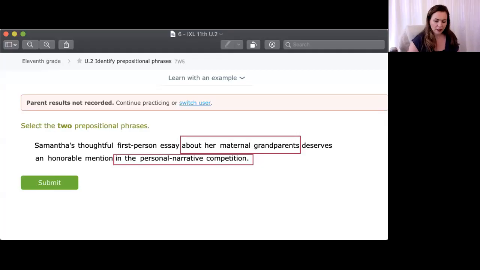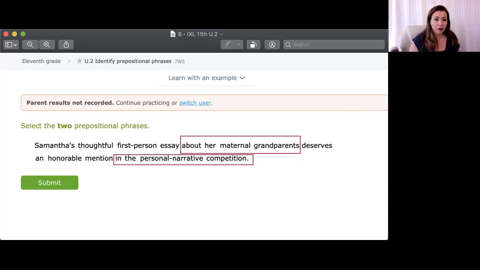Okay, so this first example that we're looking at comes from the 11th grade IXL U.2, identifying prepositional phrases. I want to point out that the directions, regardless of what grade level you're working in, will identify the number of prepositional phrases that you need to pick out. So that does make it quite a bit easier. The other thing I would like to recommend is that you just Google a list of prepositions that you can have in front of you.